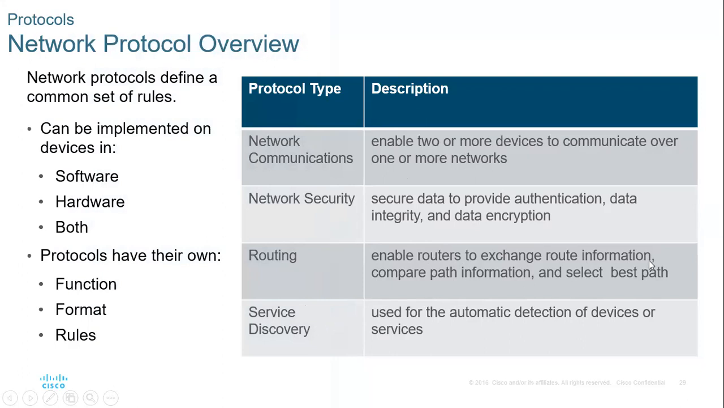To find the best path, we can use the minimum spanning tree, Dijkstra algorithm, or Bellman-Ford algorithm. Any one of the methods can be used to find the best path. Service discovery is used for automatic detection of devices or services. Protocols can be implemented on devices as software, hardware, or both. Protocols have their own function, format, and rules.